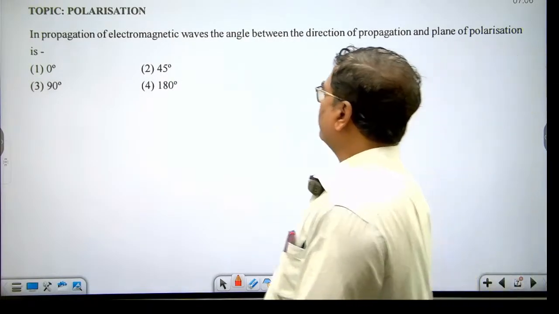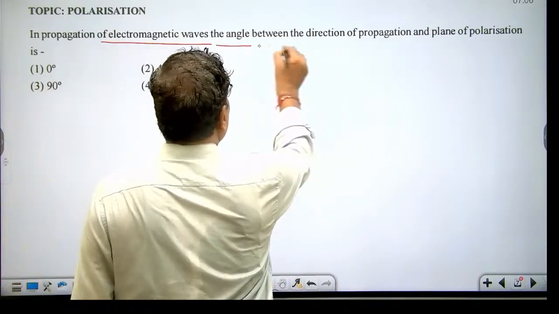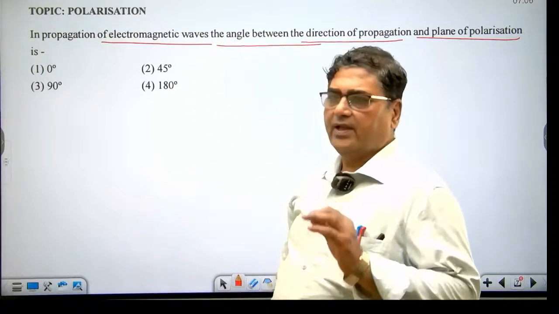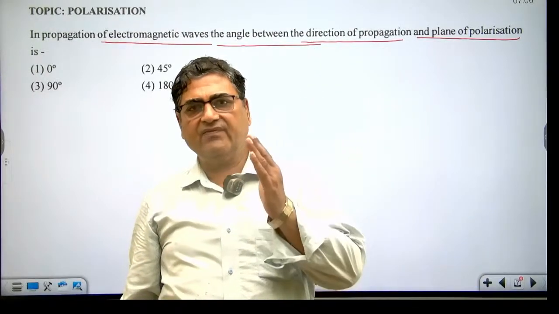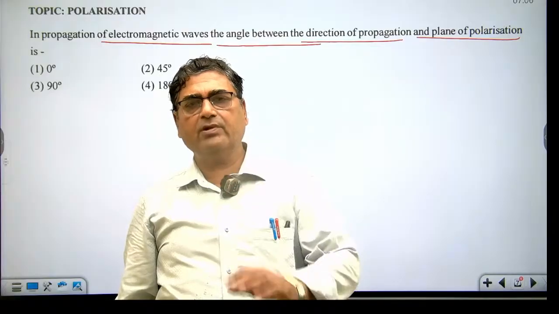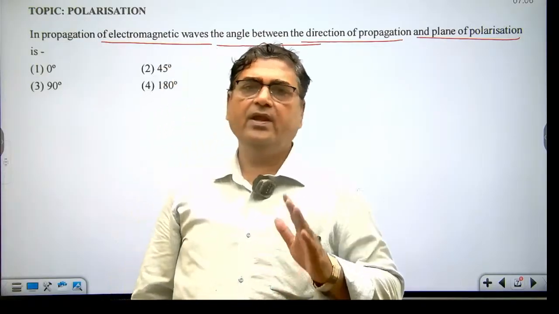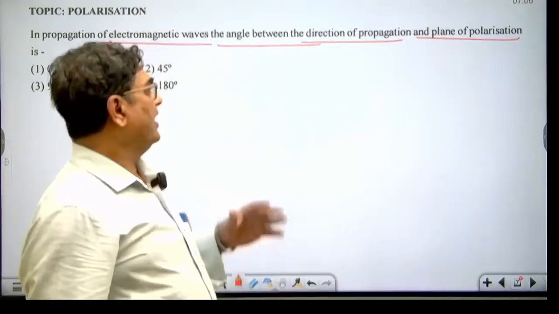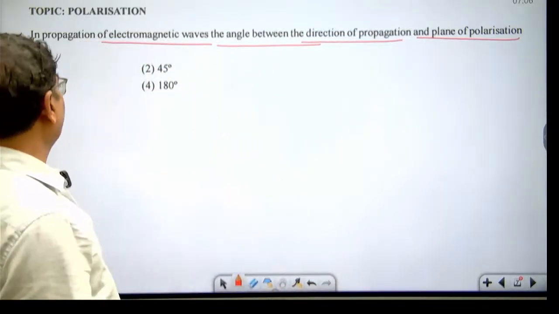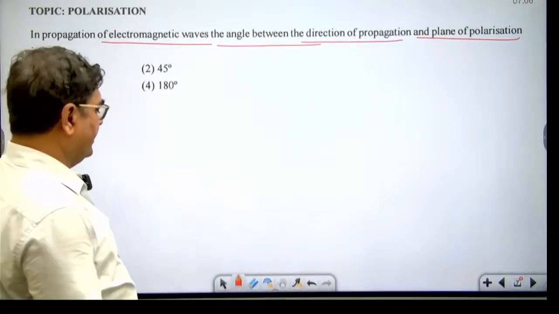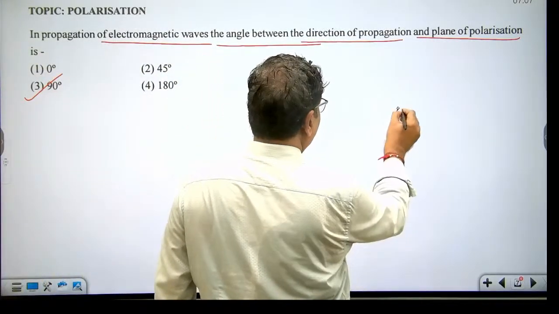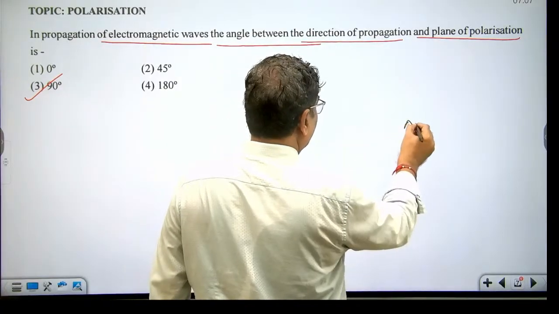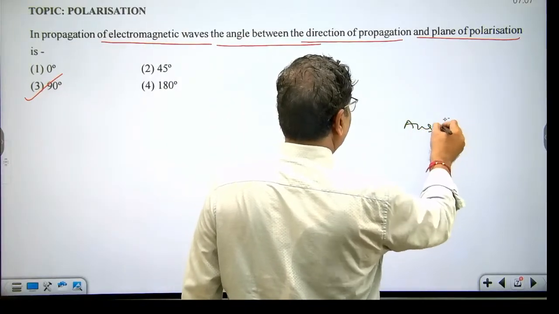In propagation of electromagnetic waves, what is the angle between the direction of propagation and the plane of polarization? Dear student, in the propagation of an electromagnetic wave, the electric field vector and magnetic vector oscillate perpendicular to the direction of motion. The plane of polarization is the plane containing the direction of motion and the electric field vector. The electric vector remains perpendicular to the direction of motion, so the angle is 90 degrees. Out of 4 choices, the correct answer is option 3.